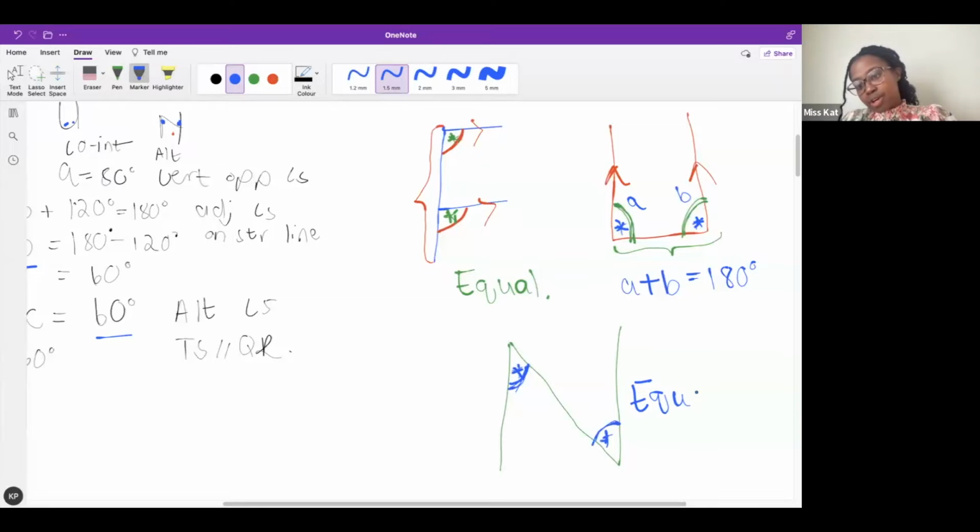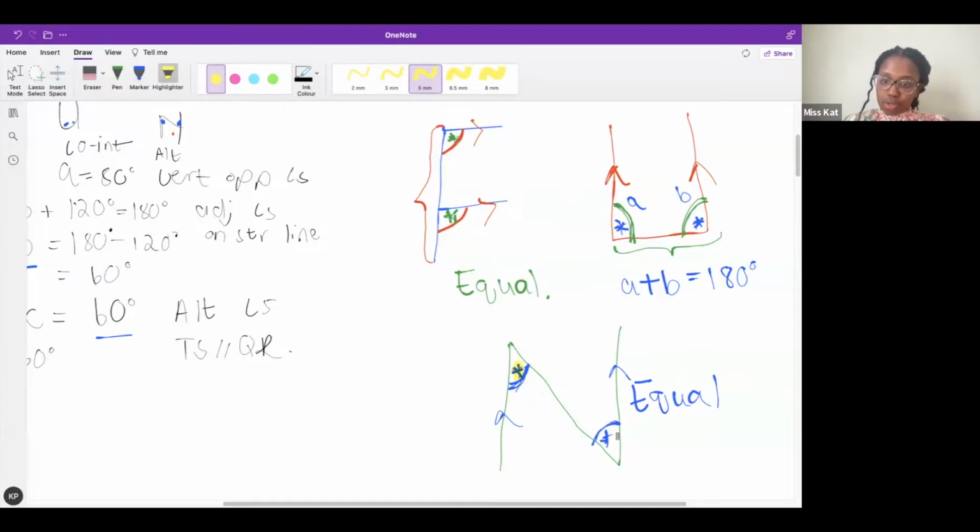So this is a very quick summary of your parallel lines. This is a quick summary of the FUN. If you guys take a screenshot of this, it's a nice way to remember. So the F equal, the U equal to 180, and the N or the Z will be equal. So these two angles, the ones on the insides, are equal.